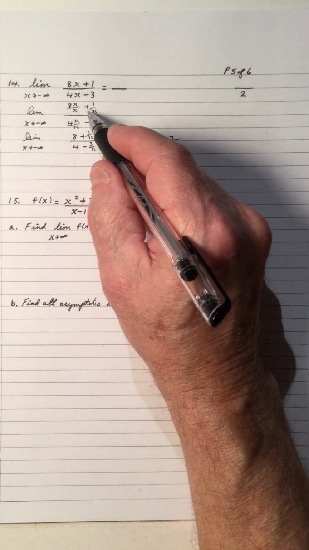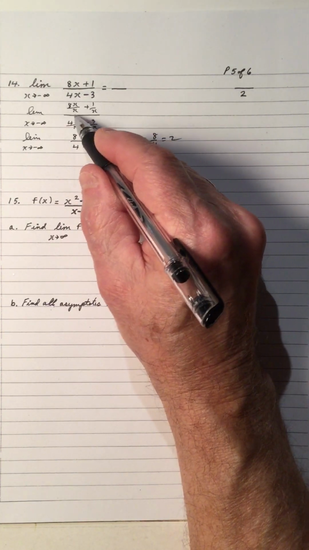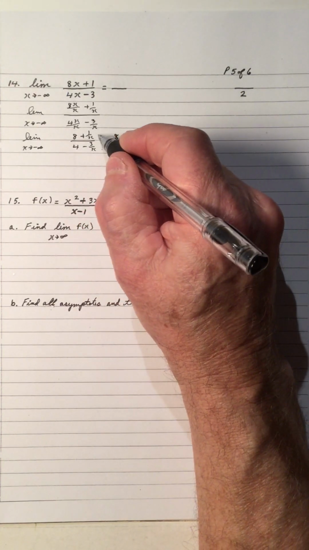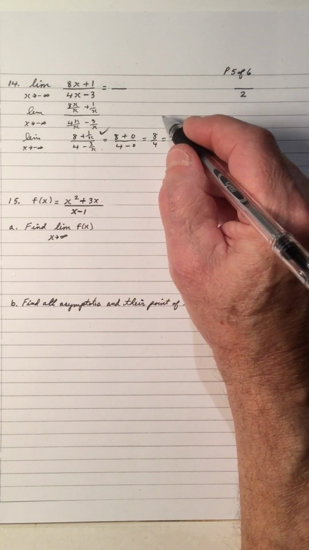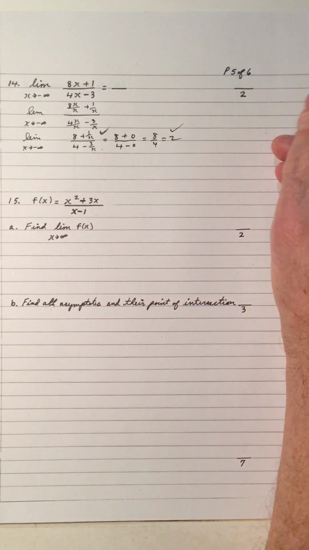So if you use this strategy of dividing by x and working it out to this right here, give yourself 1 mark for this strategy as it approaches infinity, and 1 mark for the 2 altogether.